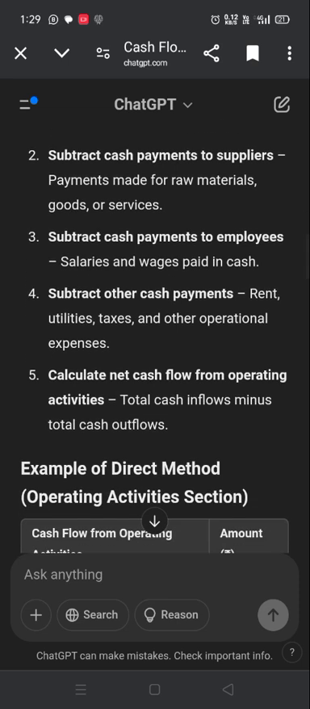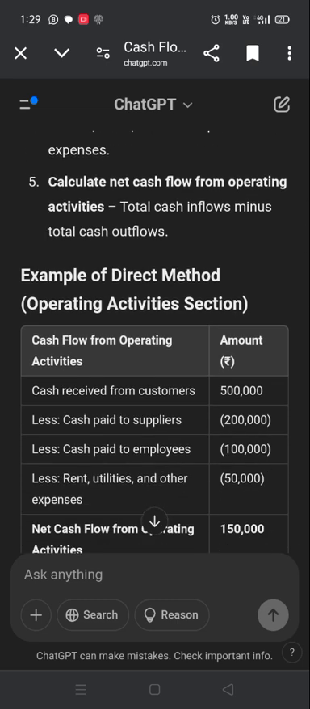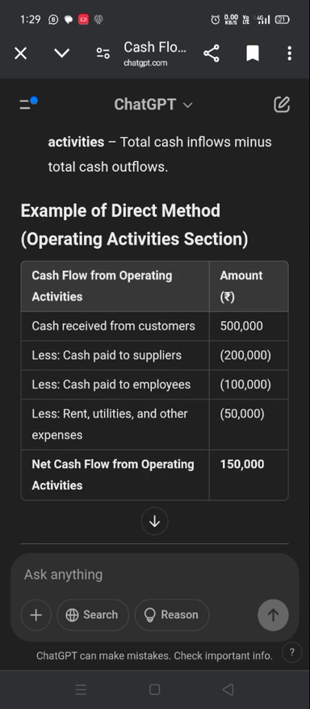Calculate net cash flow from operating activities. We will calculate how much total cash flow there is in operating activities. For example, of the direct method operating activity section: cash flow from operating activities, cash received from customers 500 into 1000, or I can say 5 lakhs.